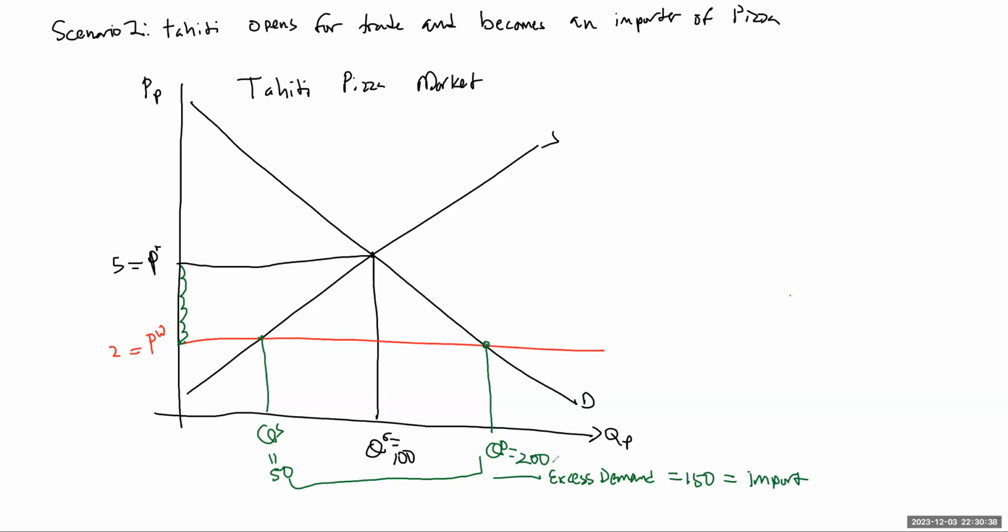Out of the 200 slices being demanded in Tahiti, 50 is produced by Tahiti Pizza Hut, and they're satisfying the domestic consumption. Well, 150, there's a shortage of 150 slices of pizza, or excess demand. And that's met by imports. Okay. So let me write out and summarize what I just said.